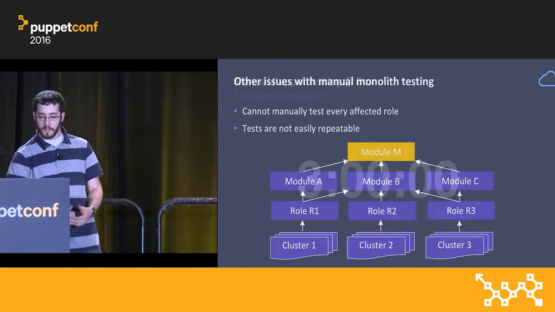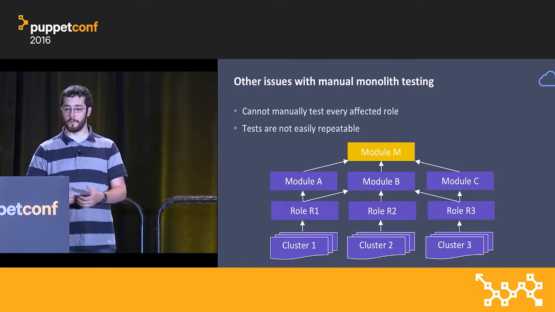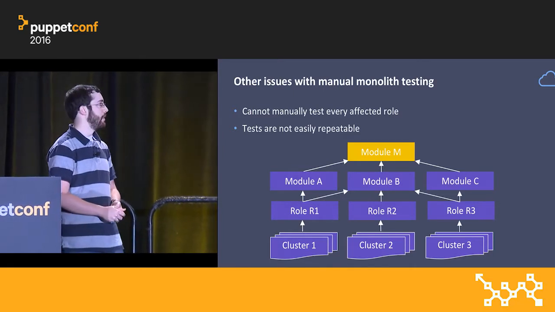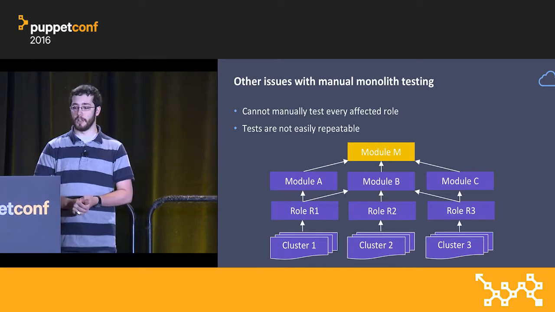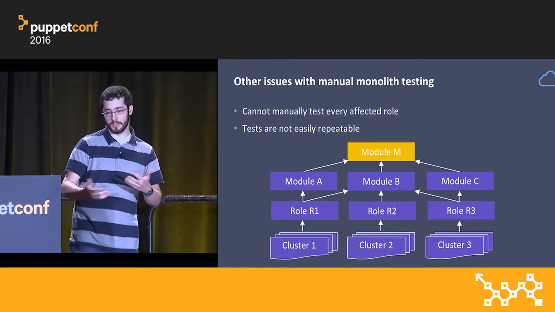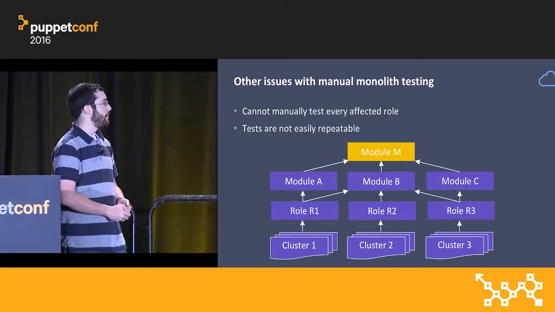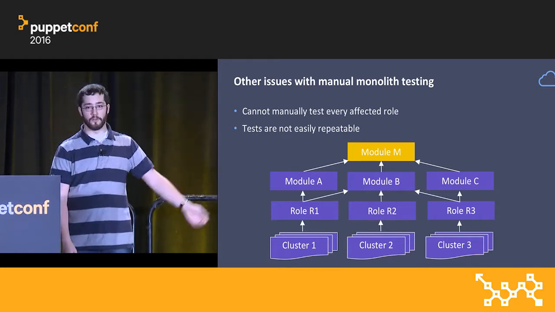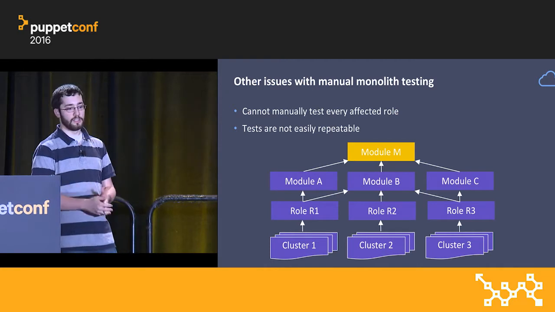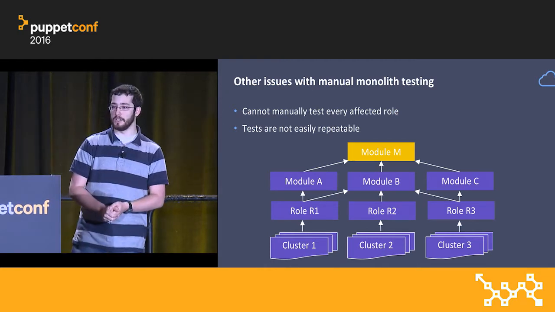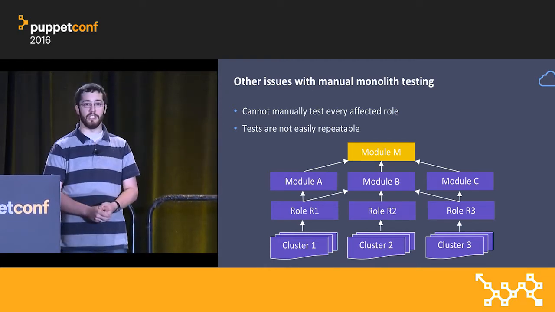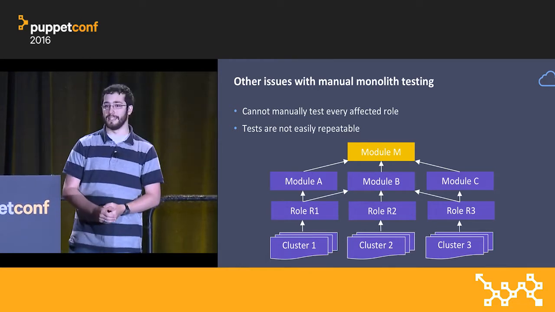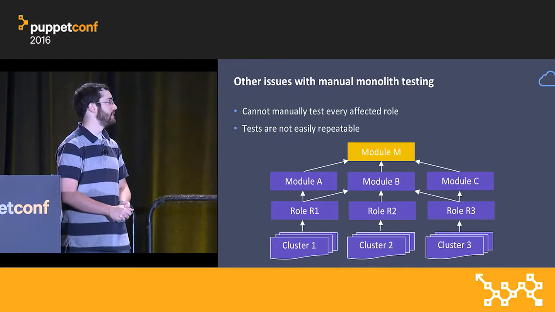Some other reasons we wanted to move away from manual testing has to do with, again, the monolith problem. If I want to make a change to module M, since there's a lot of spaghetti code, then module M might be used in multiple different modules, which might be used in multiple different roles, which is used in a bunch of clusters. And if I want to do my due diligence and make sure my change isn't going to break someone else's machine, I should really be testing in every single cluster that's going to receive this change.